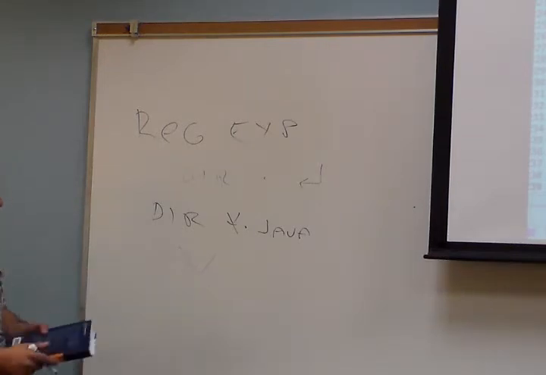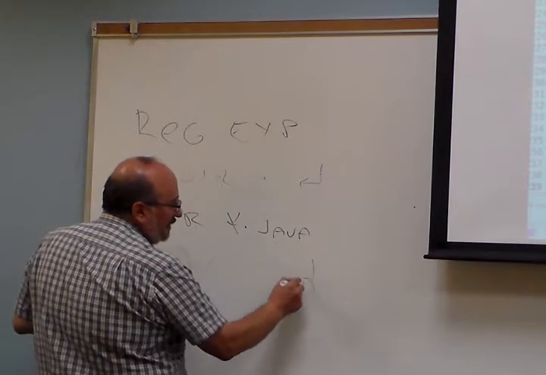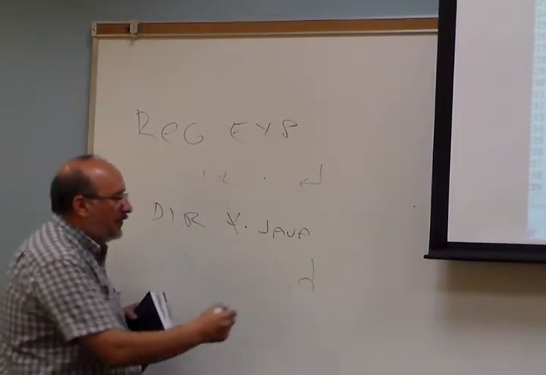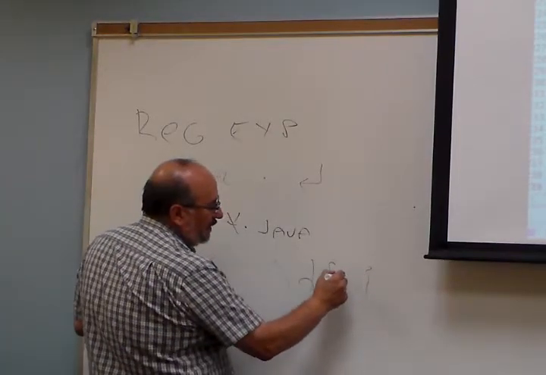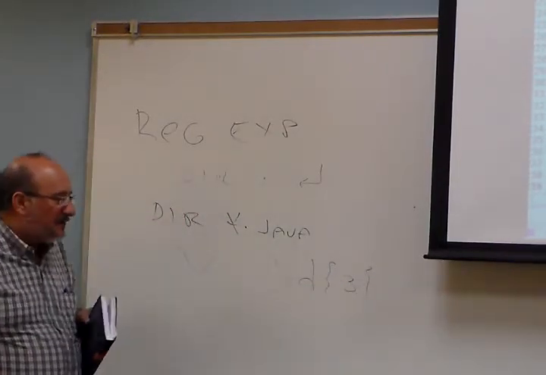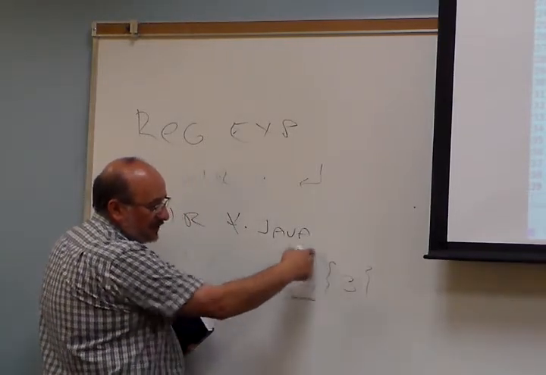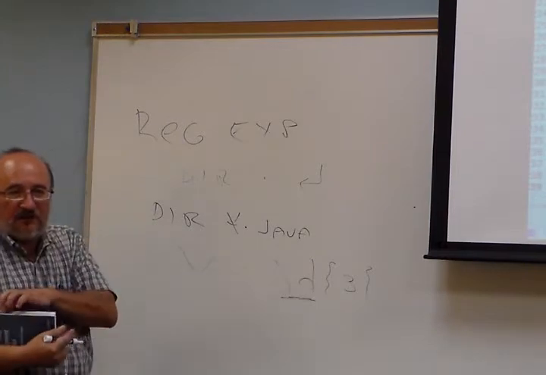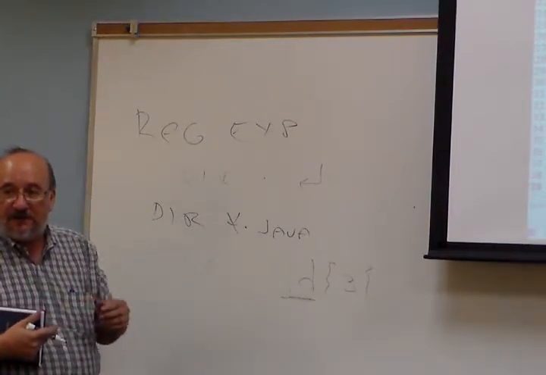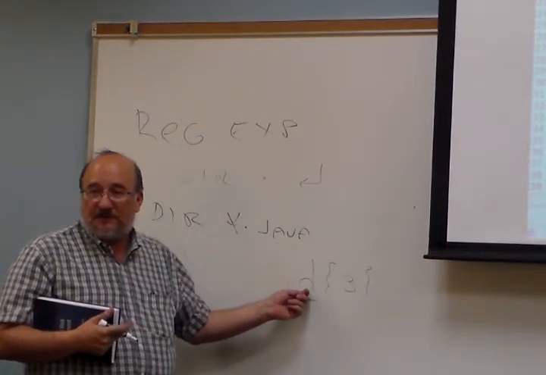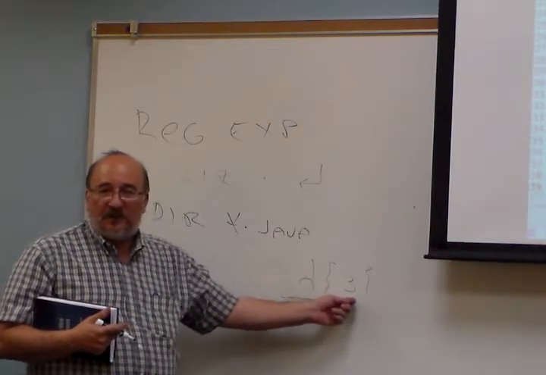Then you have another one here called \d, right? And if you put in the curly brackets, let's say 3, this means to go ahead and get 3 digits. Actually, this is the same problem that we have with the printf. This is actually integers. 3 of them.